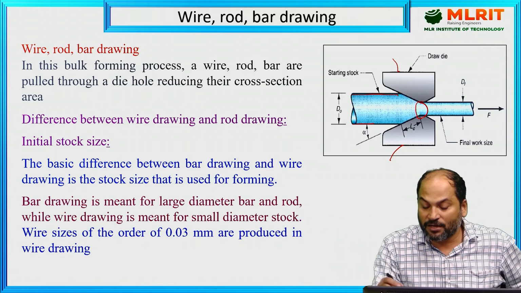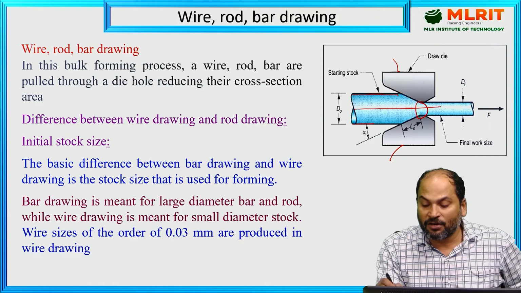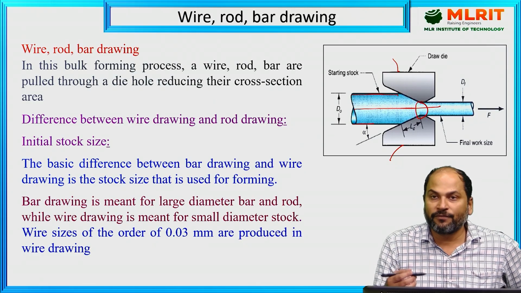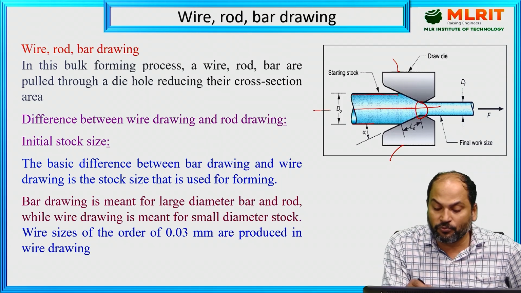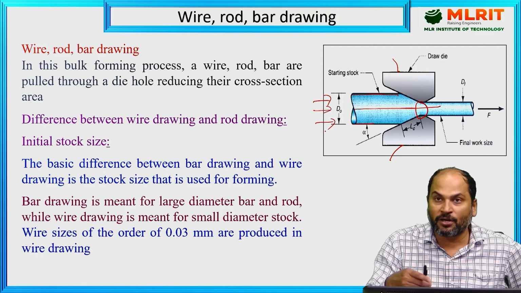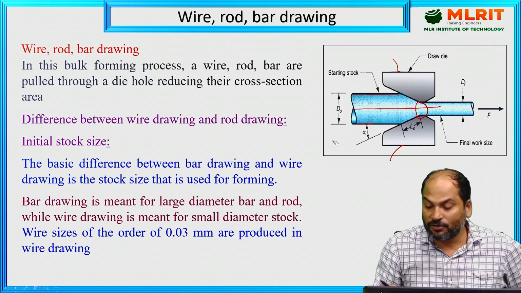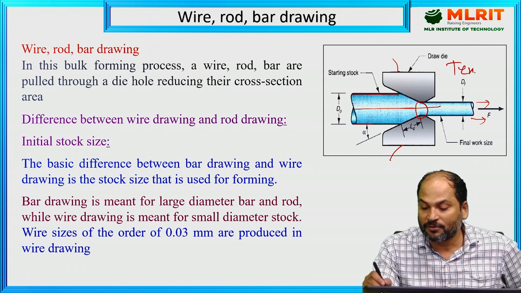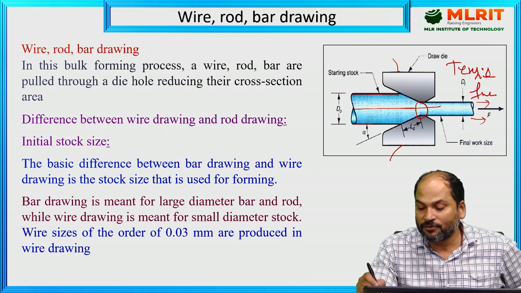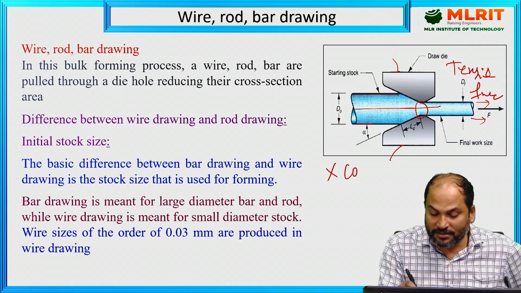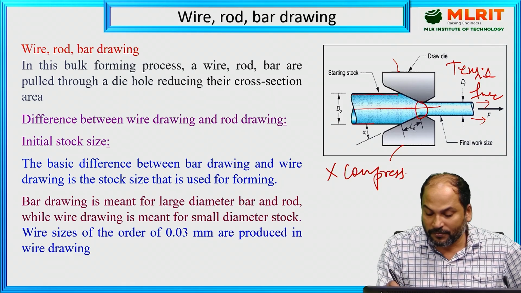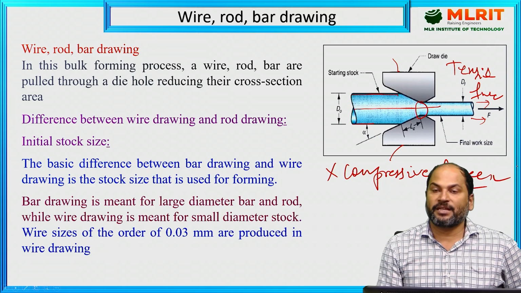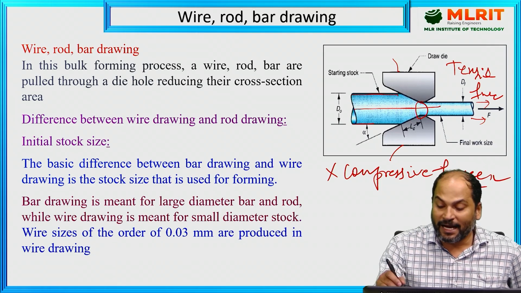Just see here what we are doing. This is the workpiece that we want to transform, we want to change its shape, we want to deform this material. We are not applying a pushing force from the back side; rather, we are pulling it from the front, which means we are applying tensile force, not compressive force. We are applying pulling force, and here is the die opening.